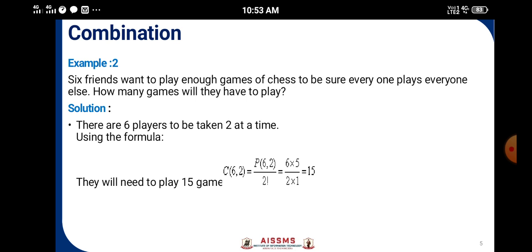Second example, 6 friends want to play enough games of chess to be sure everyone plays everyone else. How many games will they have to play? There are 6 players to be taken 2 at a time. So using the formula C6,2, we get 6 into 5 upon 2 into 1, that is 15. They will need to play 15 games.